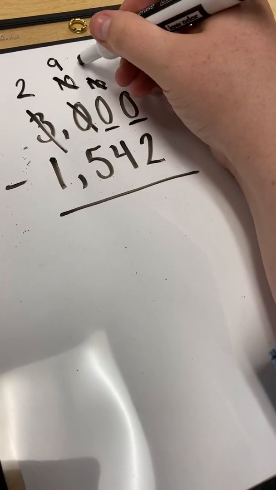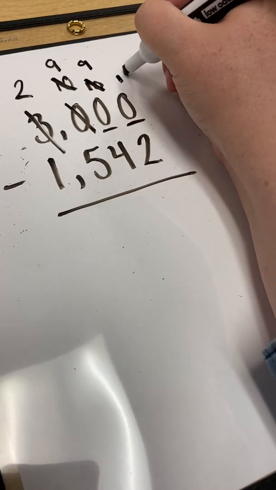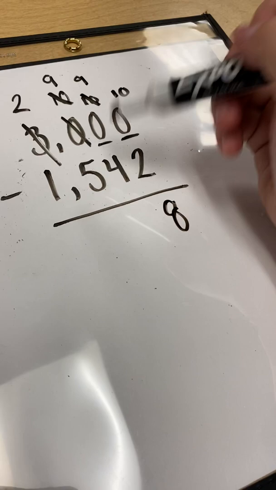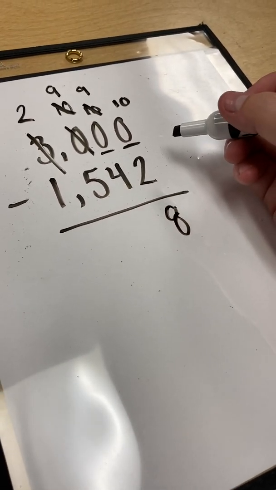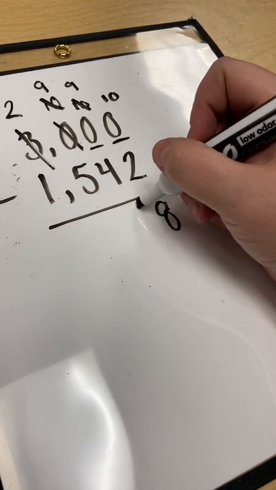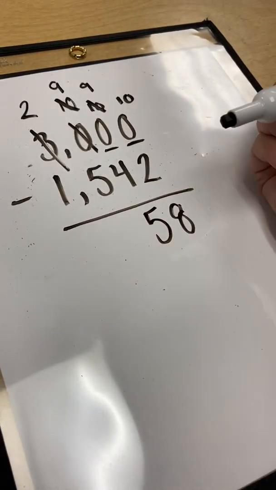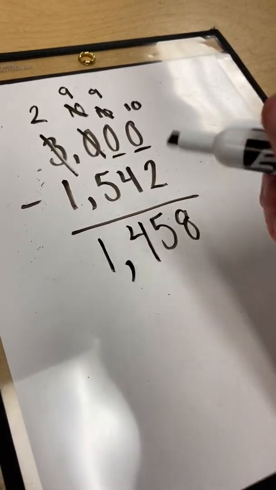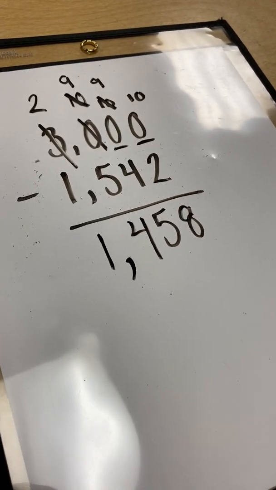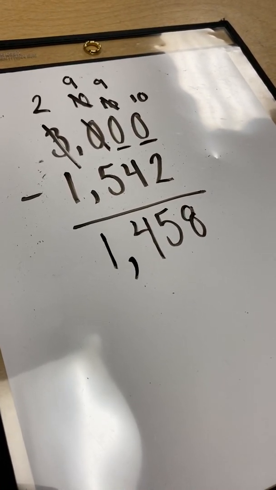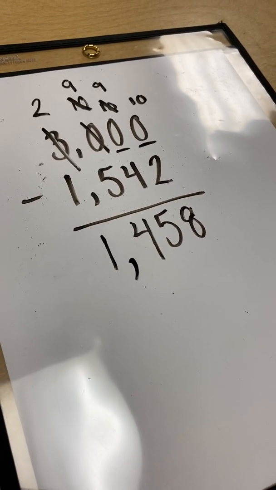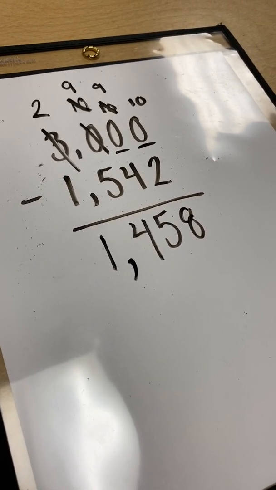So it becomes a 9. And this becomes a 10. 10 minus 2 is 8. 9 minus 4 is 5. 9 minus 5 is 4. 2 minus 1 is 1. So you get 1,458.